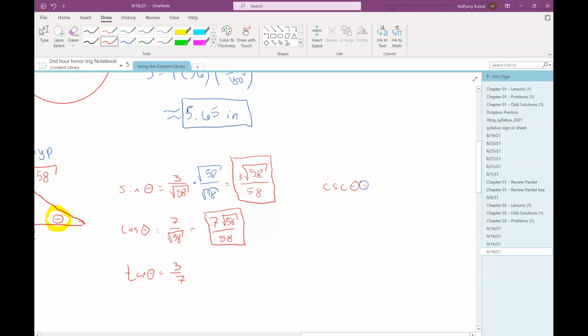cosecant theta is the reciprocal of sine. So I'm going to look at this one. I'm just going to flip it. Hypotenuse over opposite. Then secant is the reciprocal of cosine. So that's hypotenuse over adjacent. And then cotangent is the reciprocal of tangent. So that would be adjacent over opposite.